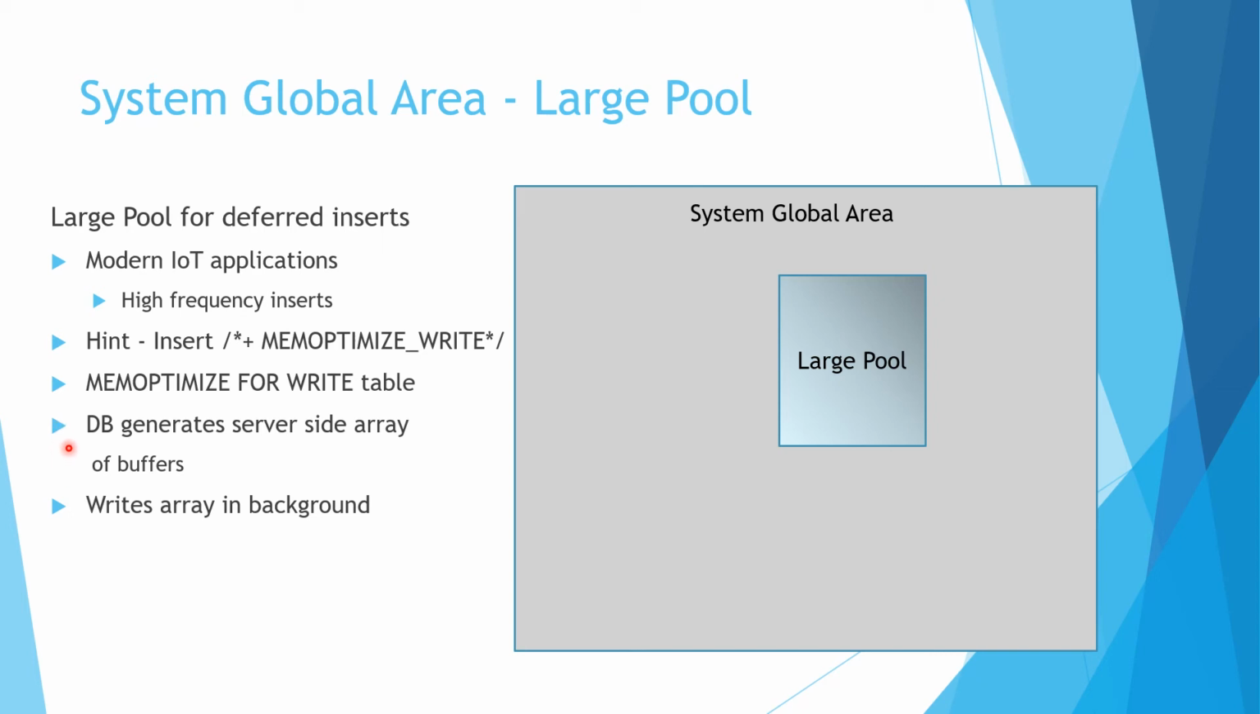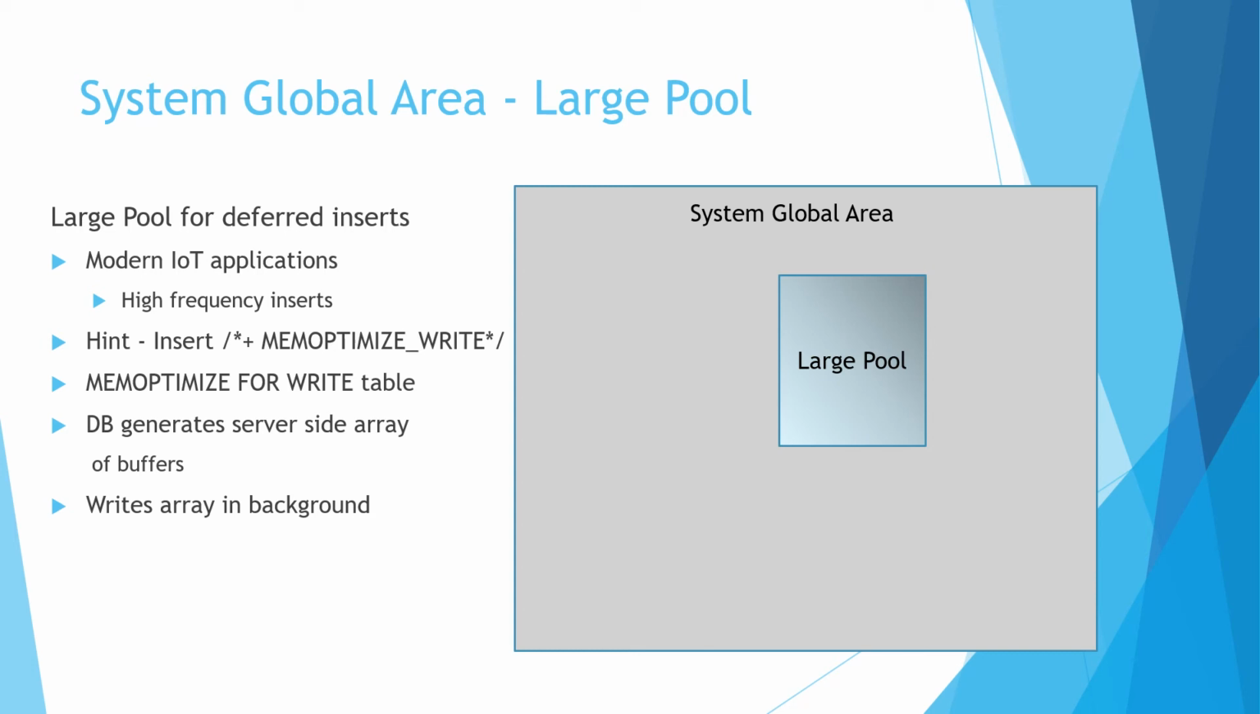The database creates an array of buffers on the server and the space management coordinator and its helper processes write the array to disk asynchronously using standard data block format. A notable point here is that the writes cannot be rolled back as the data is written directly to disk. Client applications which do not allow data loss should maintain a local copy of the data after writing to the large pool.